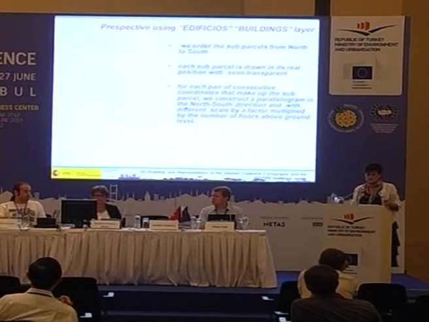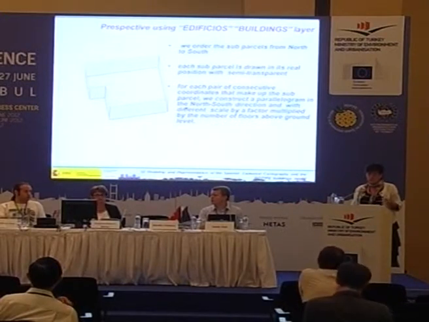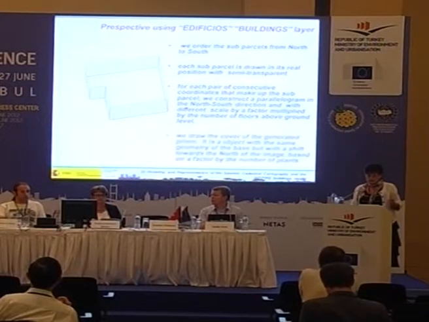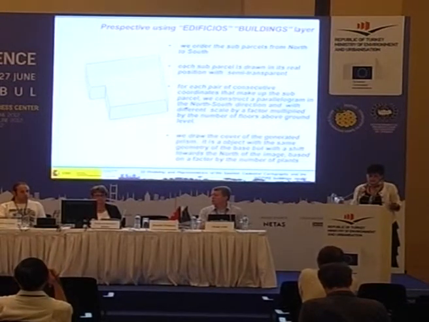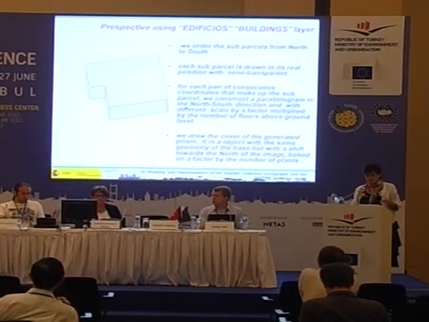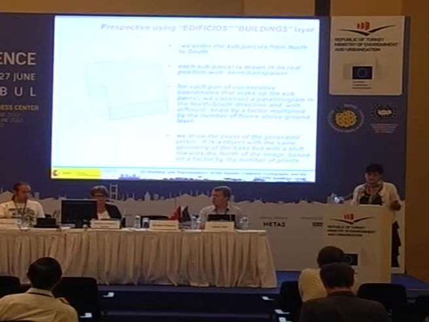For each pair of consecutive coordinates that make up the subparcel, we construct a parallelogram in the north-south direction and with a different scale, by a factor multiplied by the number of floors above ground level. And we draw the cover of the generated prism. It is an object with the same geometry as the base, but with a shift toward the north of the image based on the factor by the number of floors. In this easy way, we can see the buildings in 3D.